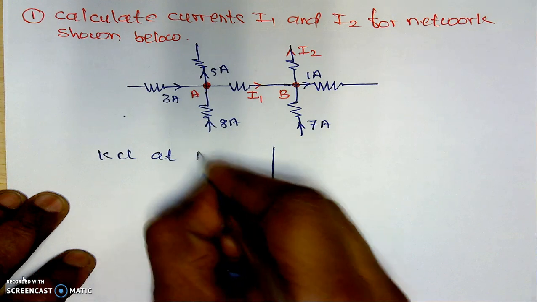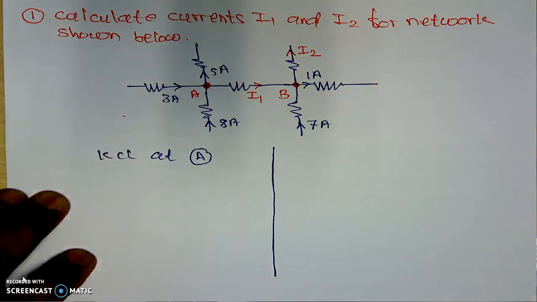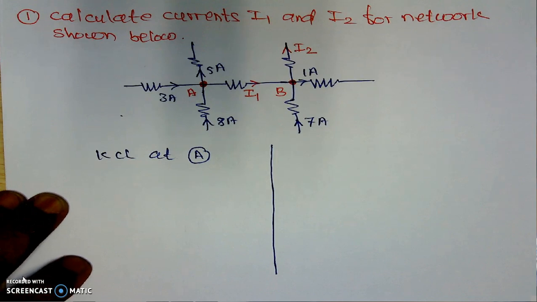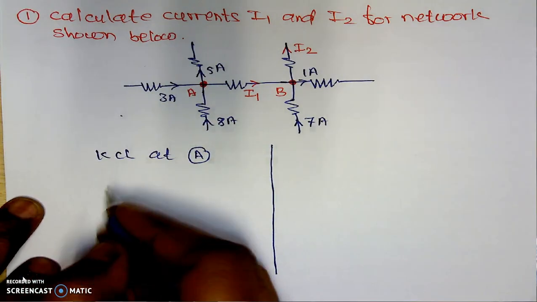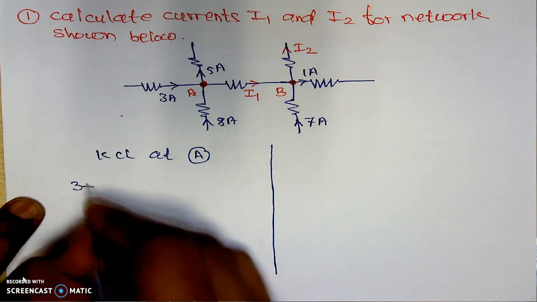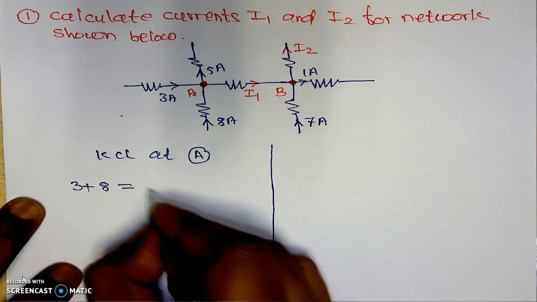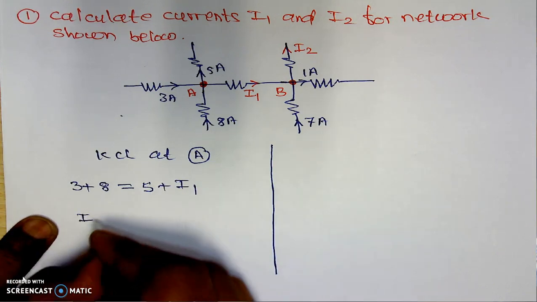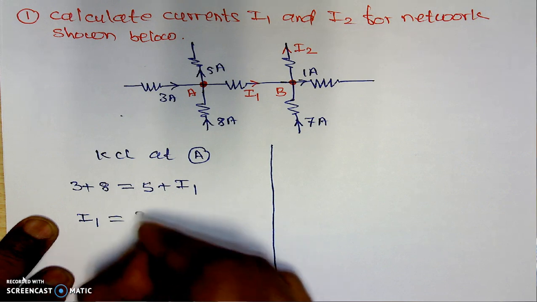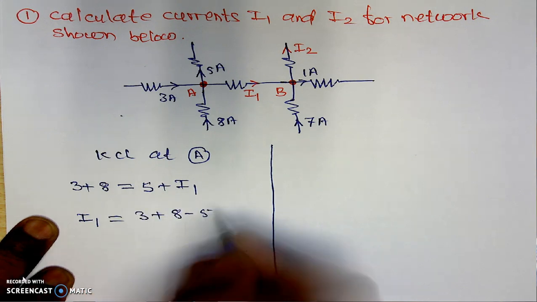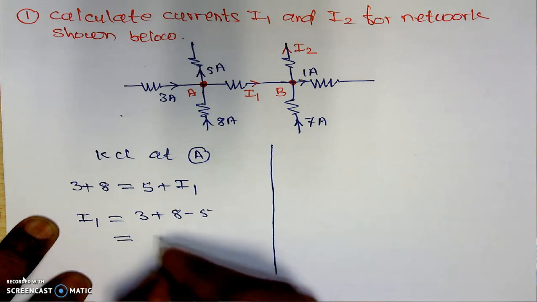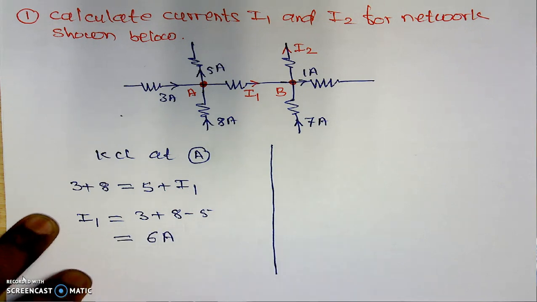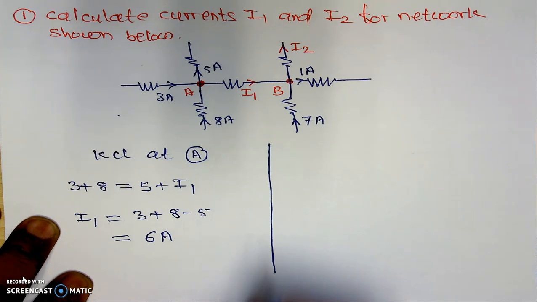at node A, in this case incoming currents are equal to outgoing currents. Incoming currents are 3 plus 8, and 5 plus I1 are the outgoing currents. From this we can find out the value of the current I1, which is equal to 3 plus 8 minus 5, which is 6 amperes. 6 amperes is the current I1. If we know the value of the current I1, we can apply the KCL at the second node, that is node B, and we can find out its value.